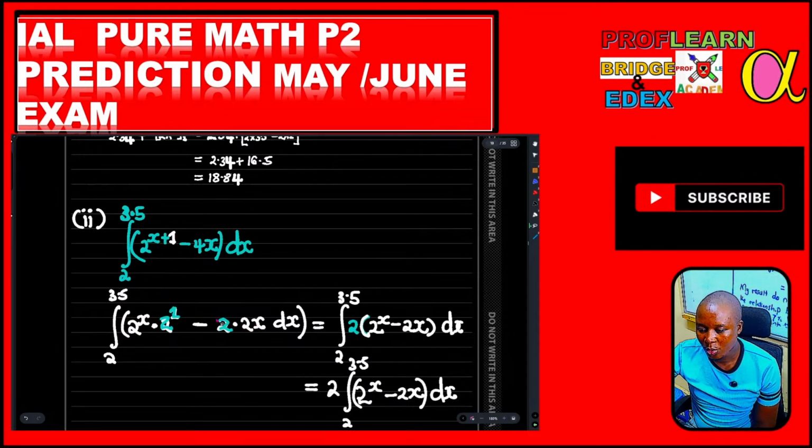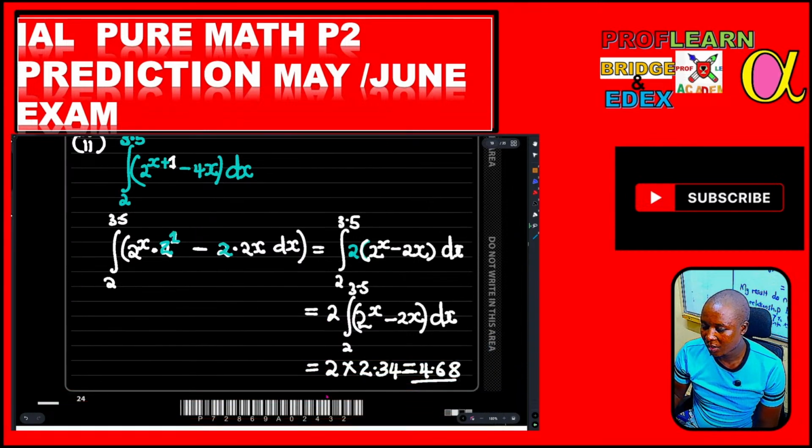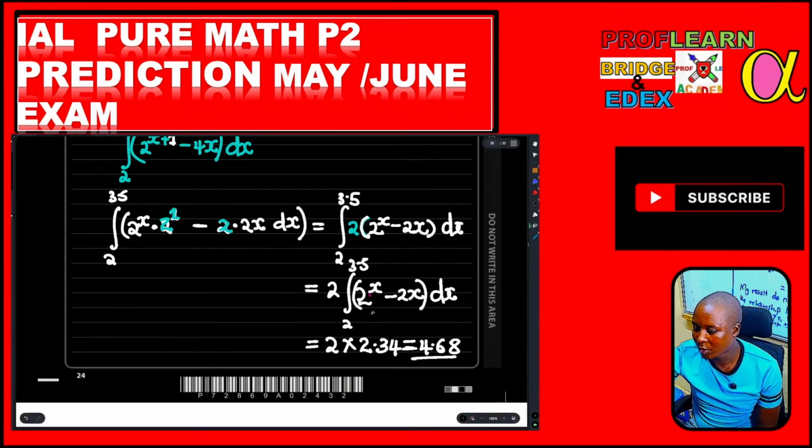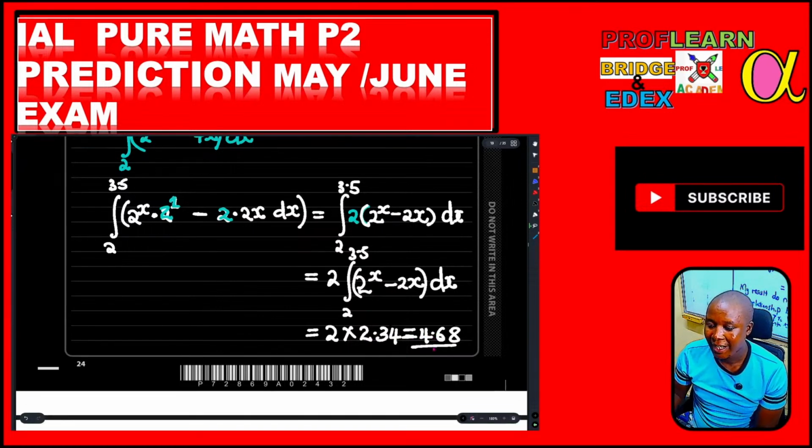Then you can see 2 is common, we can factor it out, and finally we can take this constant out of the integral sign, and if we do that, we are going to remain with 2 raised to power x minus 2x, which was the area of the trapezium that we had worked. So we are going to say, therefore our answer is 2 times the trapezium area, which was the area we had gotten from trapezium rule, which is 2.34 times 2, and that is going to be 4.68 as the final answer.